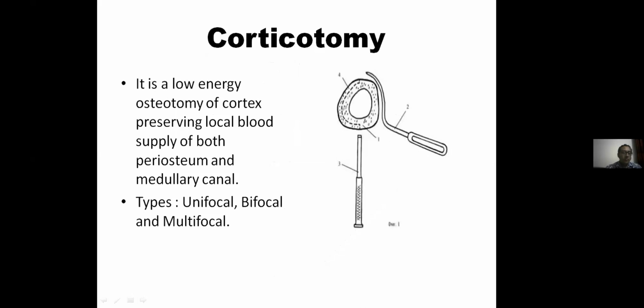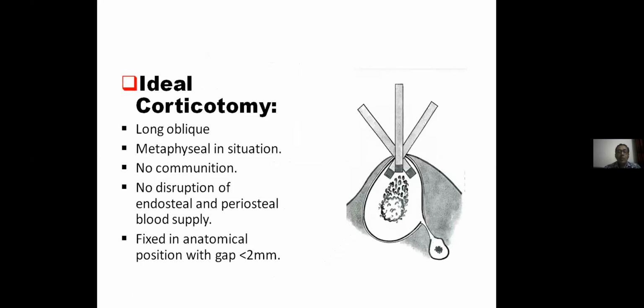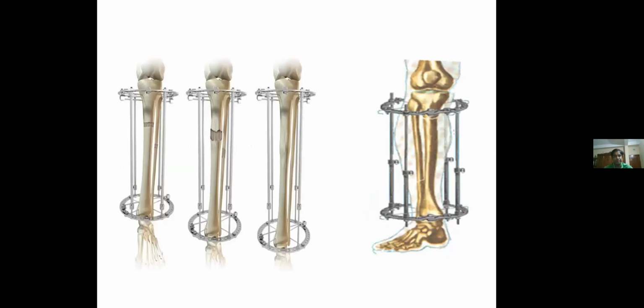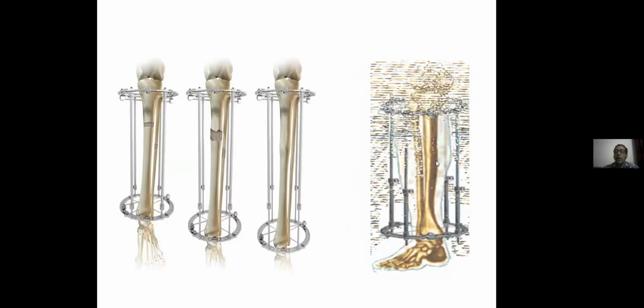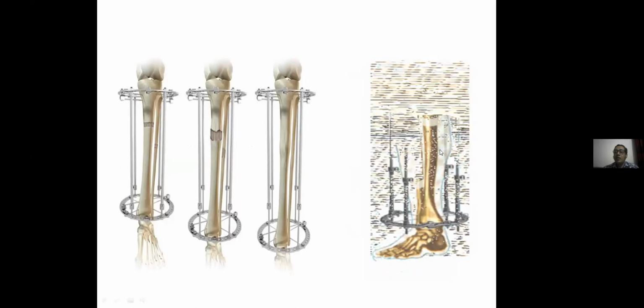What is corticotomy? It is a low energy osteotomy of the cortex, preserving the local blood supply of both periosteum and medullary canal. The types of corticotomy may be unifocal, bifocal, or multifocal. What are the ideal corticotomy characteristics? It may be long oblique, metaphyseal in situation, no comminution, no disruption of endosteal and periosteal blood supply, which is fixed in anatomical position with a gap less than 2 millimeters. Here, the bone transportation after corticotomy, and the distraction is shown.